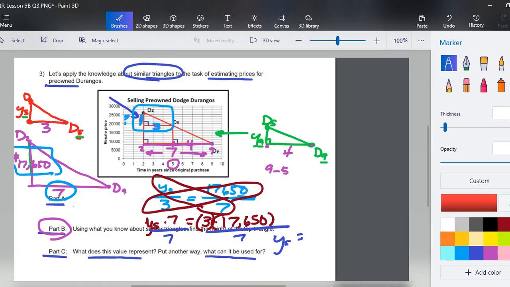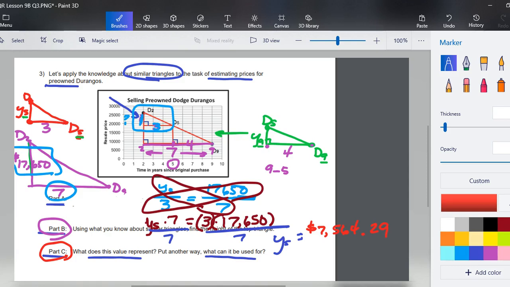money. In other words, I'm getting $7,564.29 for the height of that side of the triangle. And I just answered part C. What does this value represent? Put another way, what could it be used for?